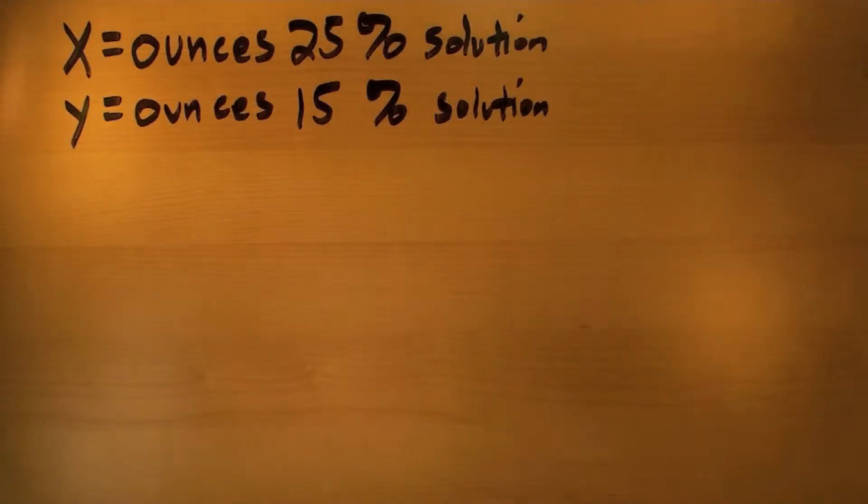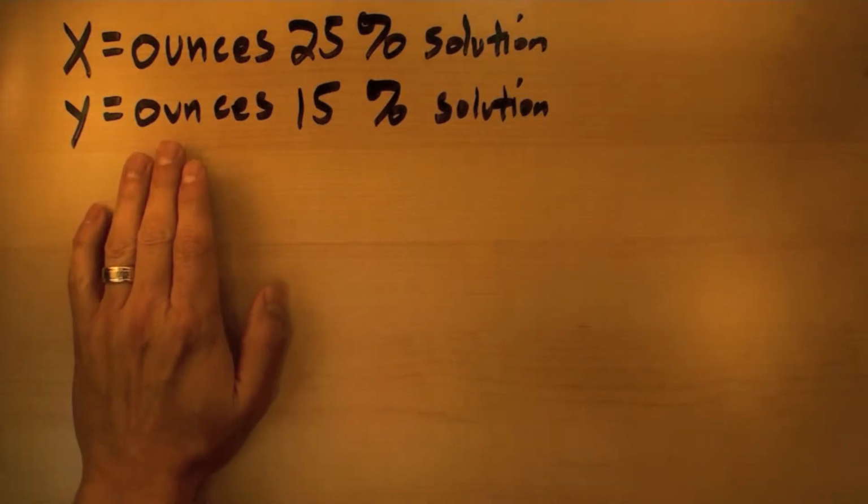So Veruca is a chemist and wants to end up with 50 ounces of a 22% solution. She has 25% solution and 15% solutions to mix together. How many of each type of solution should be mixed to obtain the 50 ounces of 22% solution?